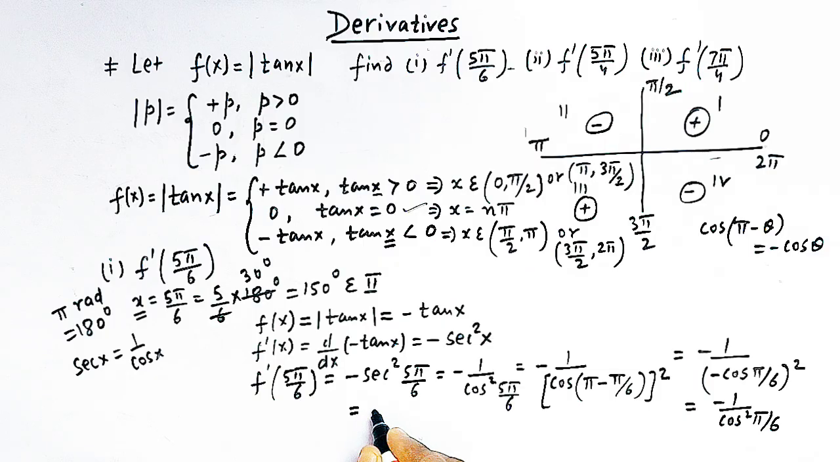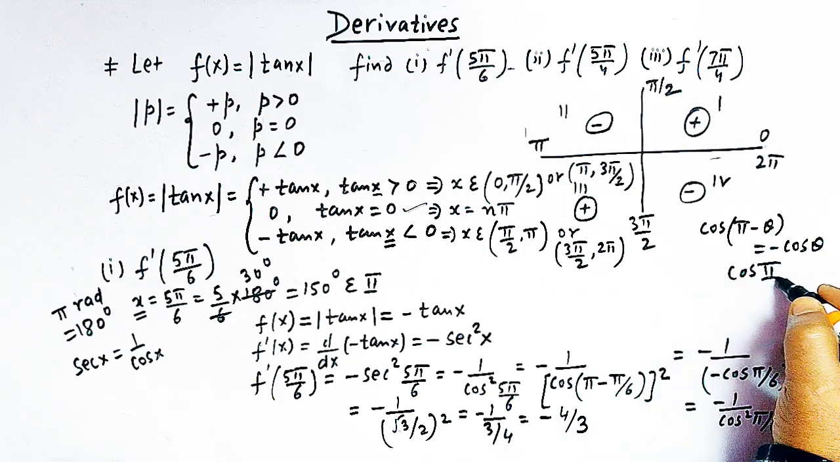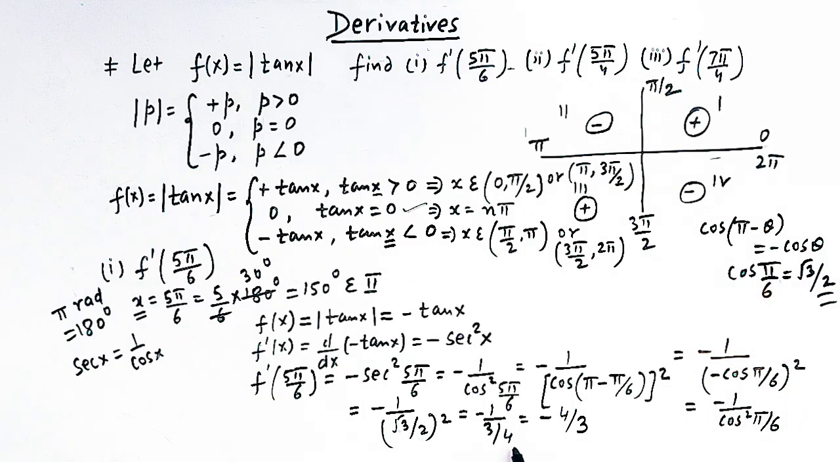Now cosine pi over 6 is cos 30 degrees, that is root 3 over 2 square, and here we have 1 over it. Root 3 square is 3, 2 square is 4, so we can take this 4 to the numerator, so we have 4 over 3. So f prime of 5 pi by 6 is equal to 4 over 3.